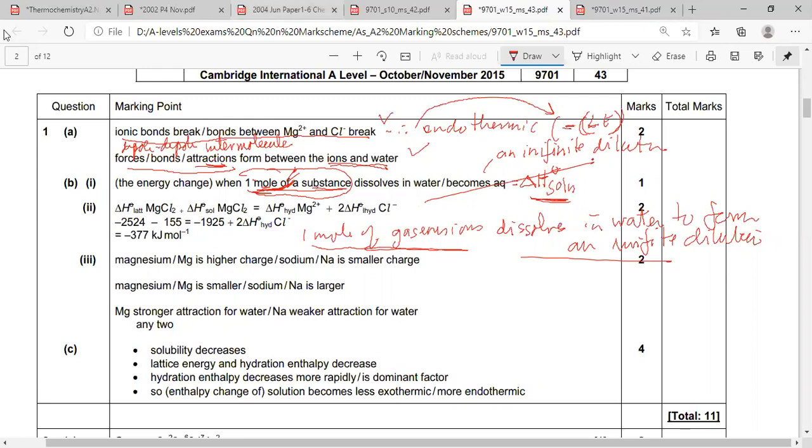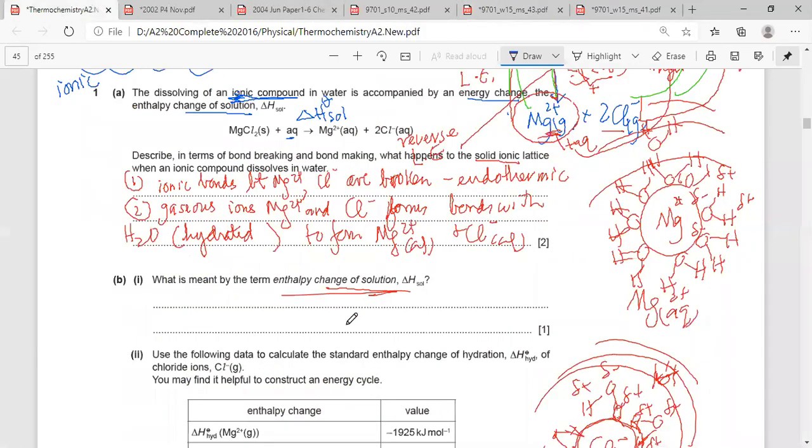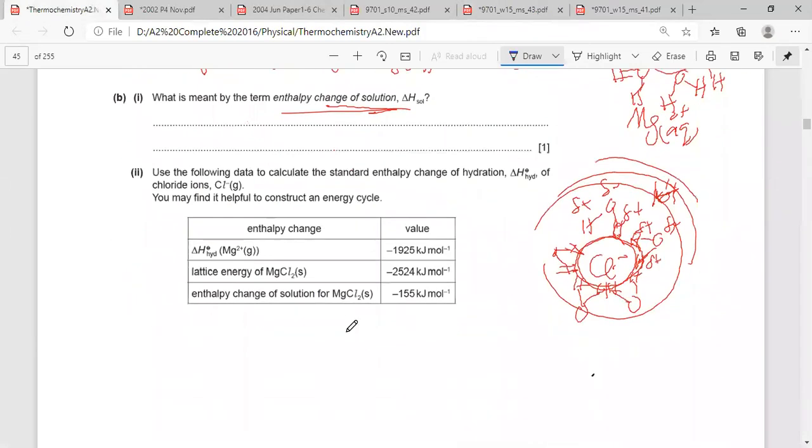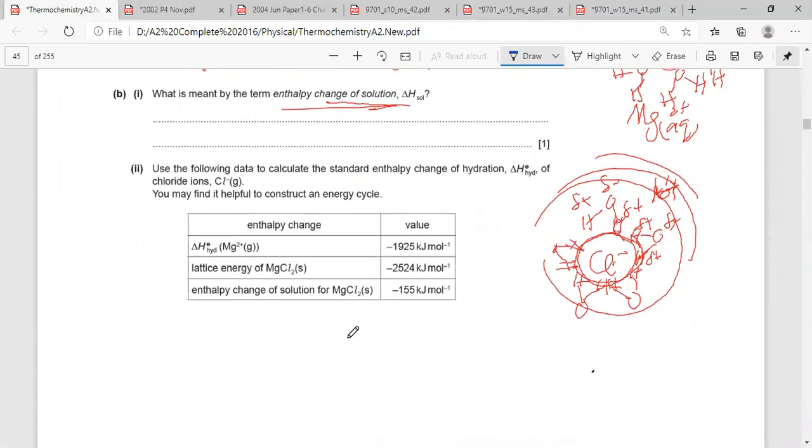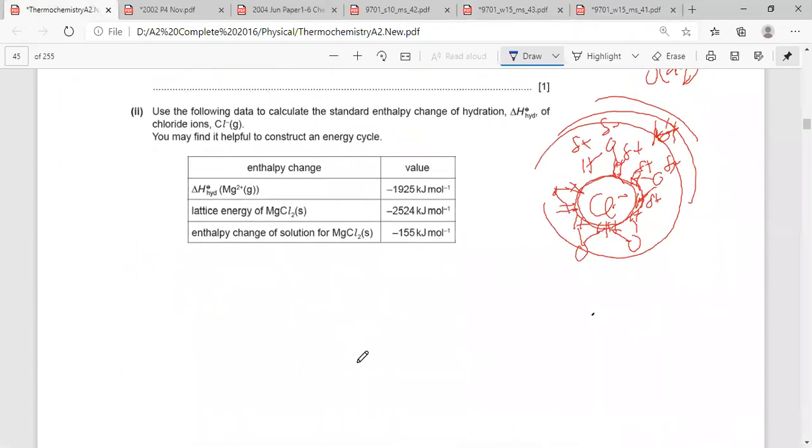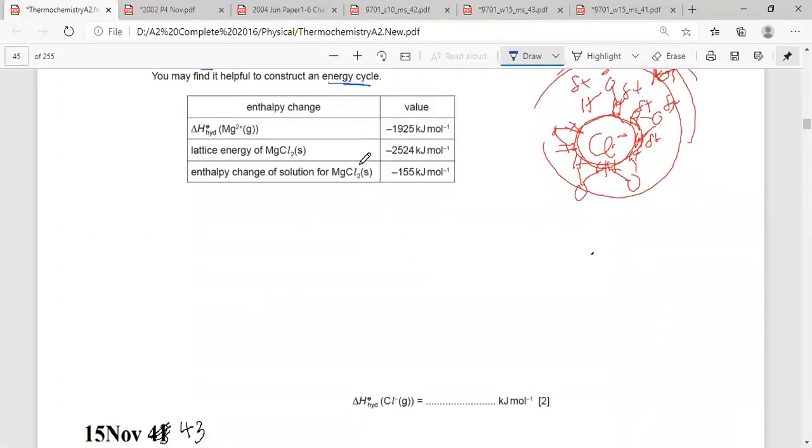Now let's look at the whole change. Here's the whole question. They ask you to calculate. Use the following data to calculate the enthalpy change of hydration of the ions. You may construct the energy cycle. So you want to do the cycle, you can also do the level you want. You must know the whole change here.